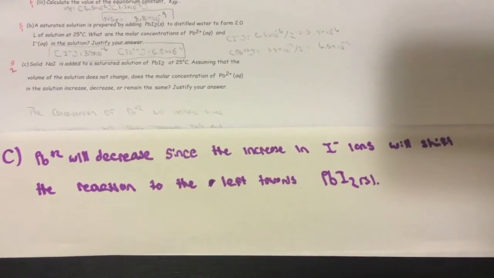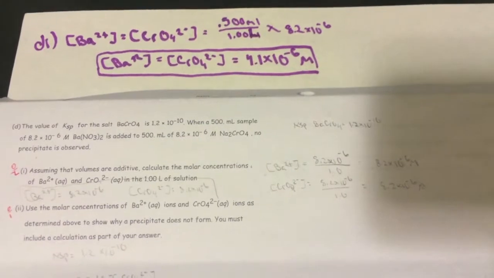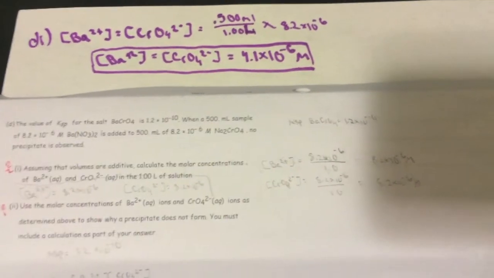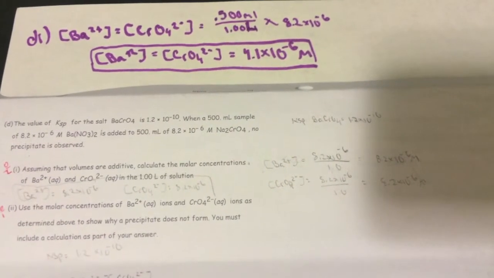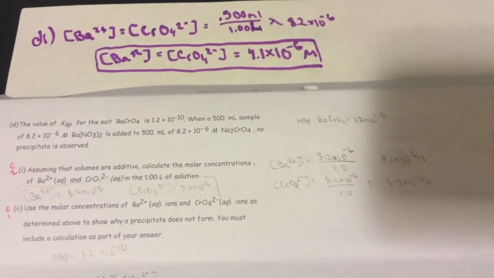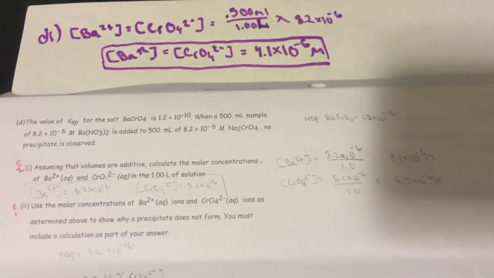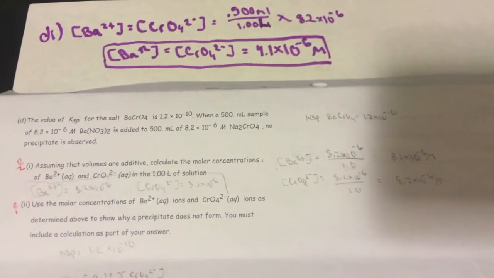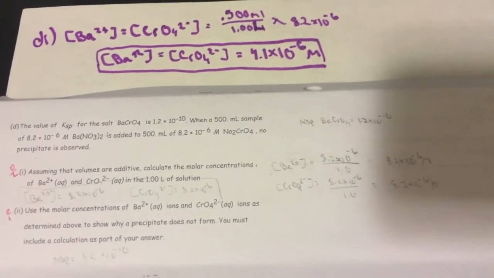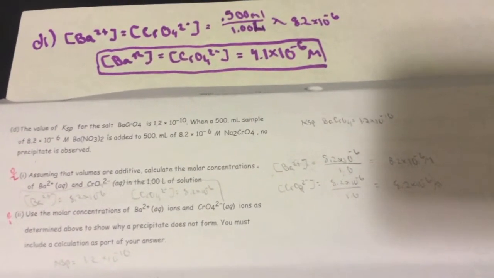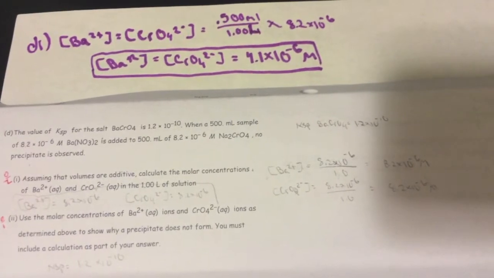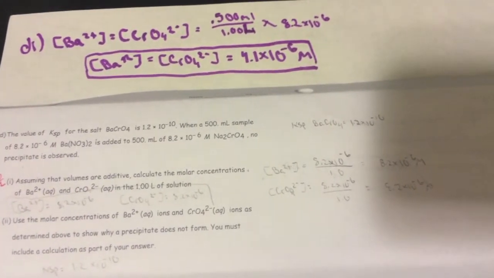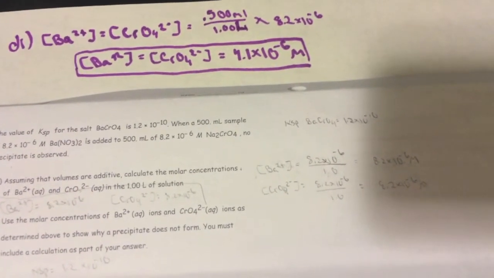towards PbI2 solid. For part 1 of D, we have to assume the volumes are additive and calculate the molar concentrations of Ba2+ and CrO4 2- in the 1.0 liter of solution. So, we take the molarities of Na2CrO4 and Ba(NO3)2 and we halve them, and since they're equal, we get both Ba2+ and CrO4 2- are equal to 4.1 times 10^-6 molarity.